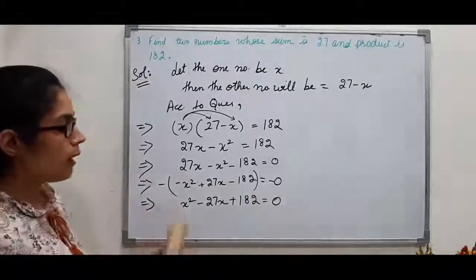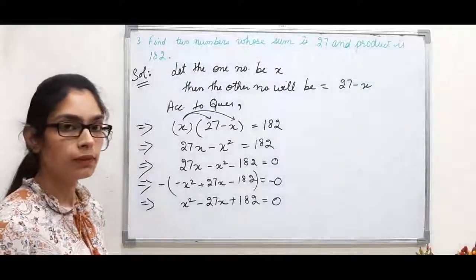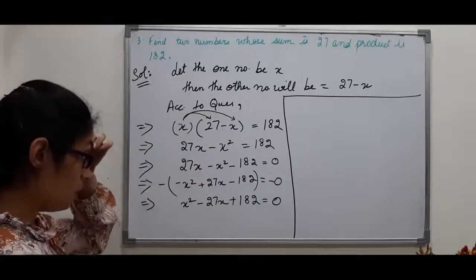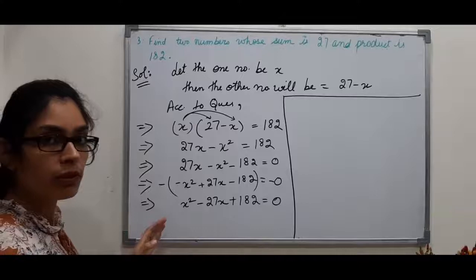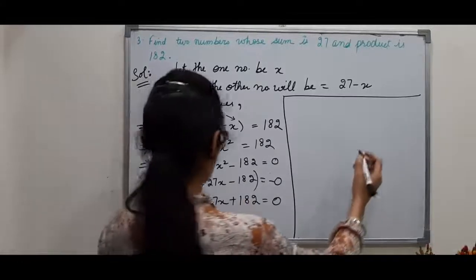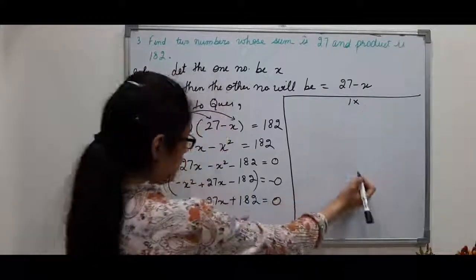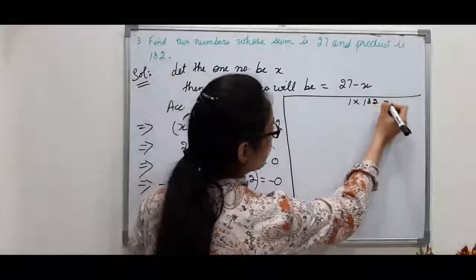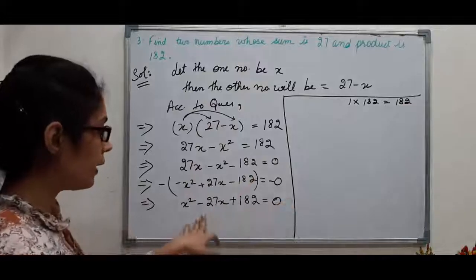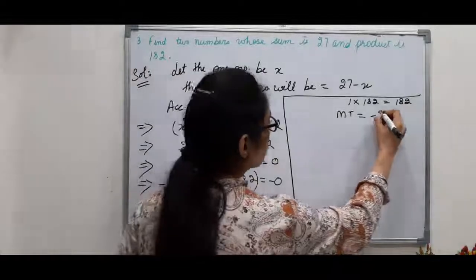Now we will solve it again by the method of factorization. In factorization, we know the first step we will do the same: multiplication of the first term with the last term, which means the coefficient of x square, which is 1, into c, which is 182. It will be 1 into 182, which is 182. Now let's write the middle term. This middle term is equal to minus 27.